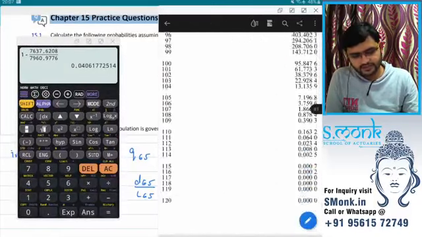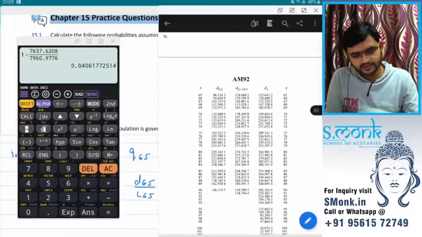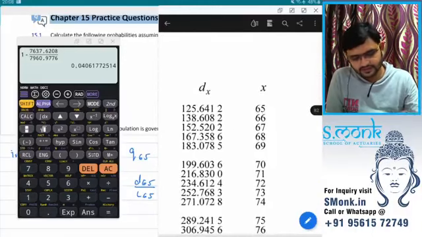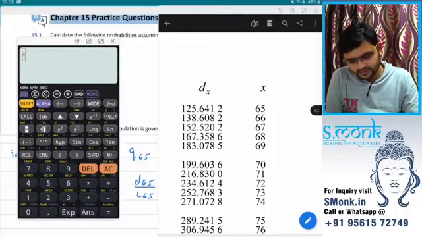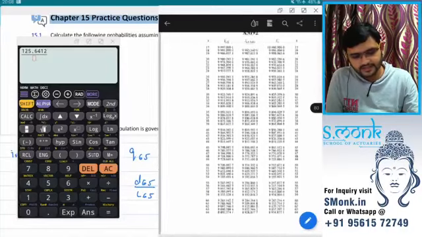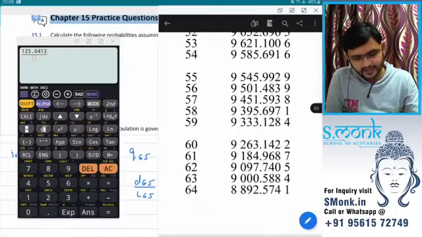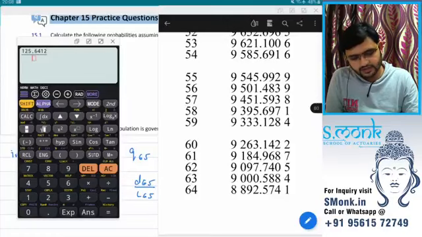So D65, I'll go to the D value. D65 is here, 125.6412, and then go back to L select 60. Select value here, I will have L select 60 on this side, upon L select 60, 9263.1422.